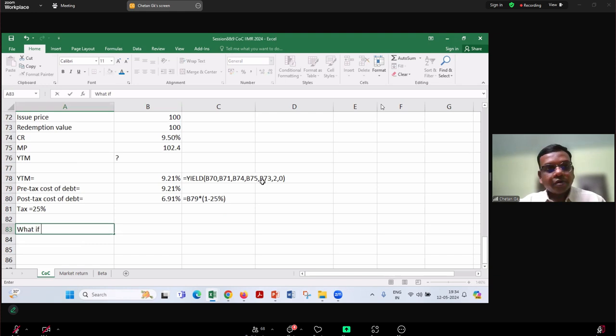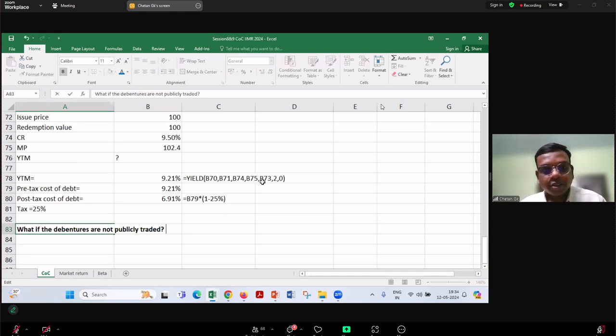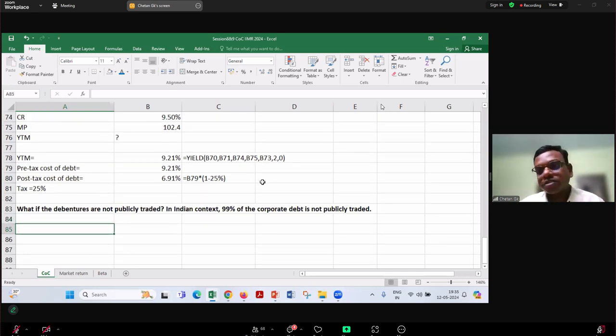So what if the debentures are not publicly traded? Because you will not get the market price at all. That 1 or 2.5 you will not get at all. So how do you compute? Because in the Indian context, 99% of the corporate debt is not publicly traded. So how do you compute the cost of debt in that case?